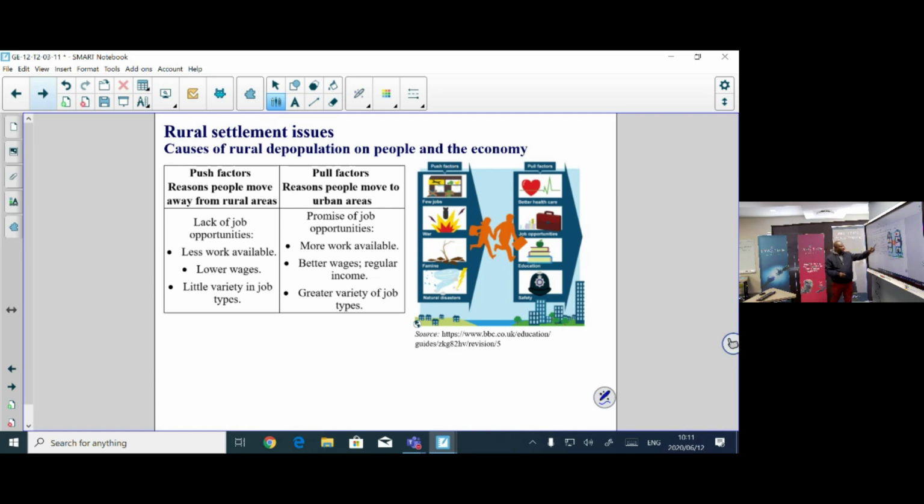Then the pull factors that are attracting people to the urban areas. We've got more work available, better wages, regular income, greater variety of job types. So it is portrayed here.